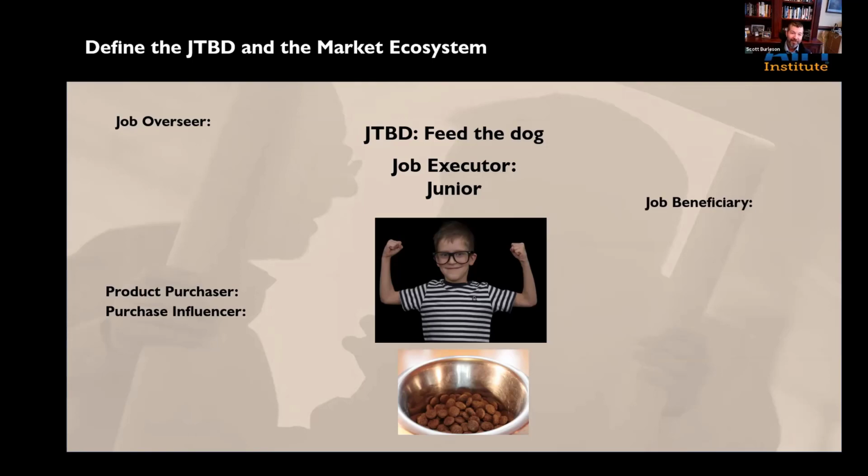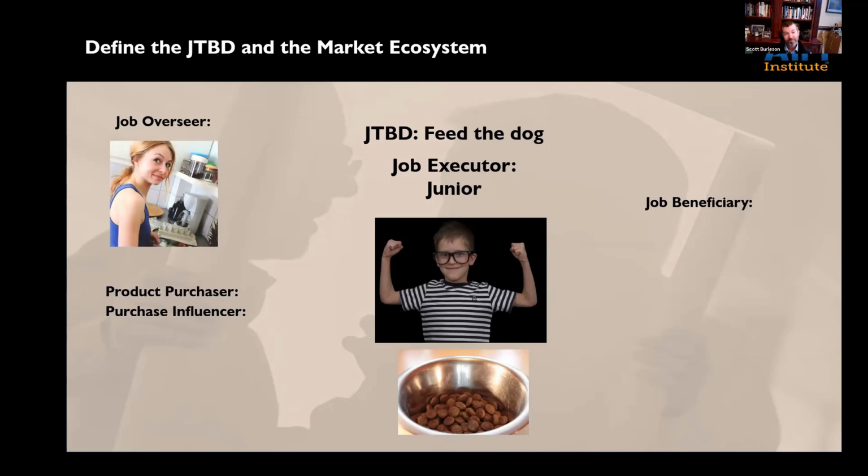So we have our job, we have our market here. Junior is feeding the dog. So who's our job overseer? We've got mom. Mom doesn't feed the dog, but she's responsible for the results. If, heaven help us, the dog dies, or maybe something not quite so bad, the dog gets fat, or there's food all over the floor. If this job starts going off track, even though mom's not doing this job every day, she's responsible for how well it's done, and she's going to circle back around and correct Junior.